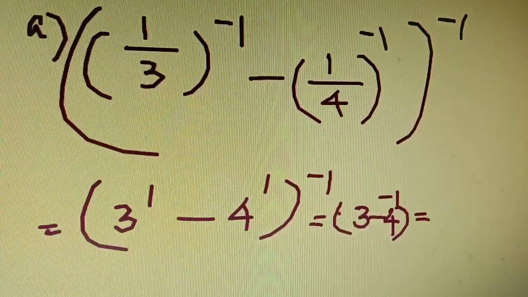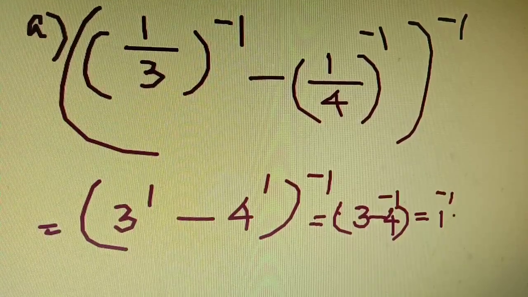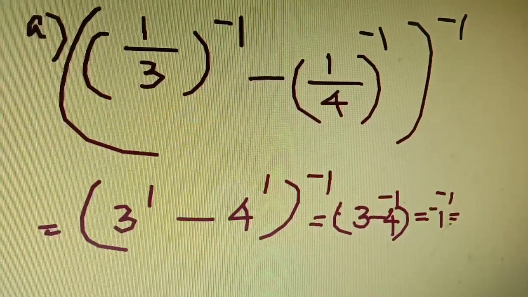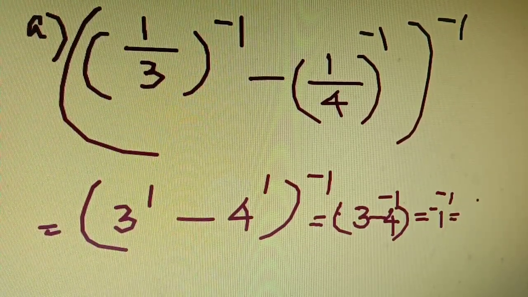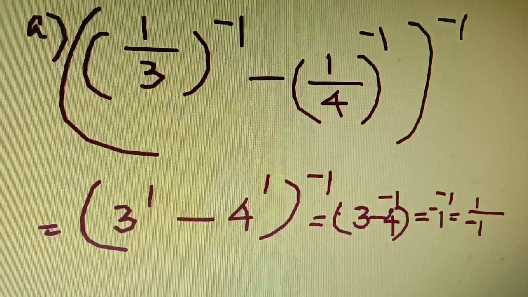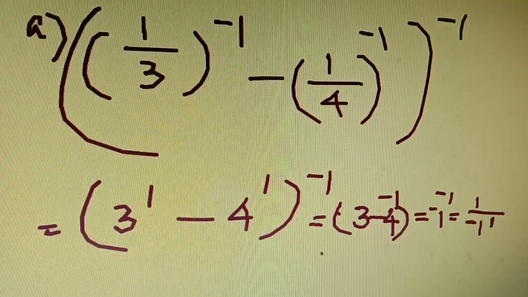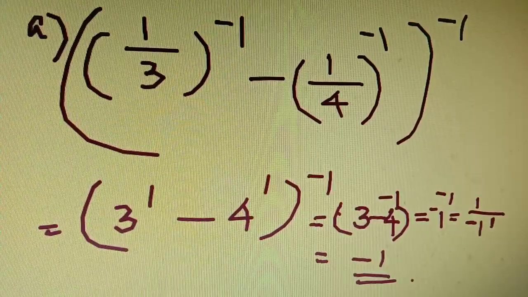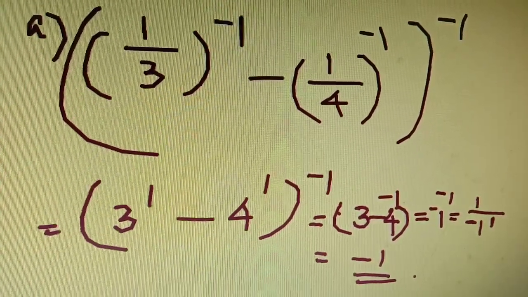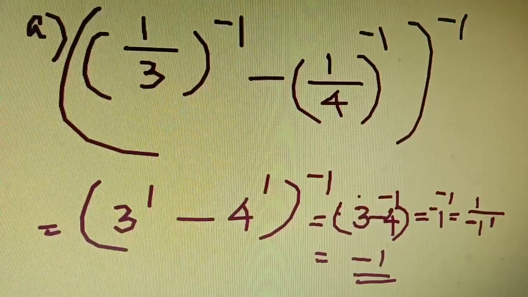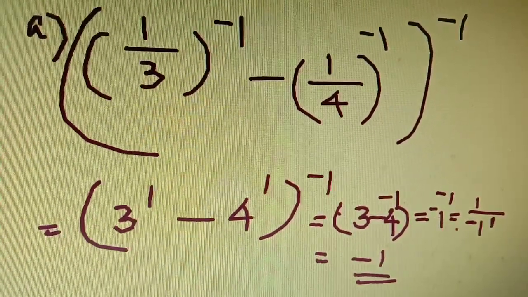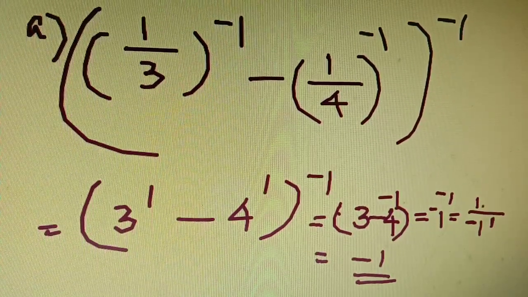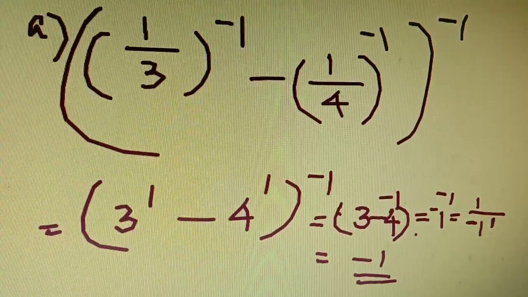We know 3 - 4 is -1. So -1 to the power of -1. -1 to the power of -1 means 1/-1 to the power of 1. 1/-1 is -1 itself. Taking the positive power of -1, the answer is -1. 3 - 4 is -1, that is why it is -1 to the power of -1. Since it is a negative power, we took its reciprocal, that is 1/-1 to the power of 1. 1/-1 is -1. So the answer is -1.